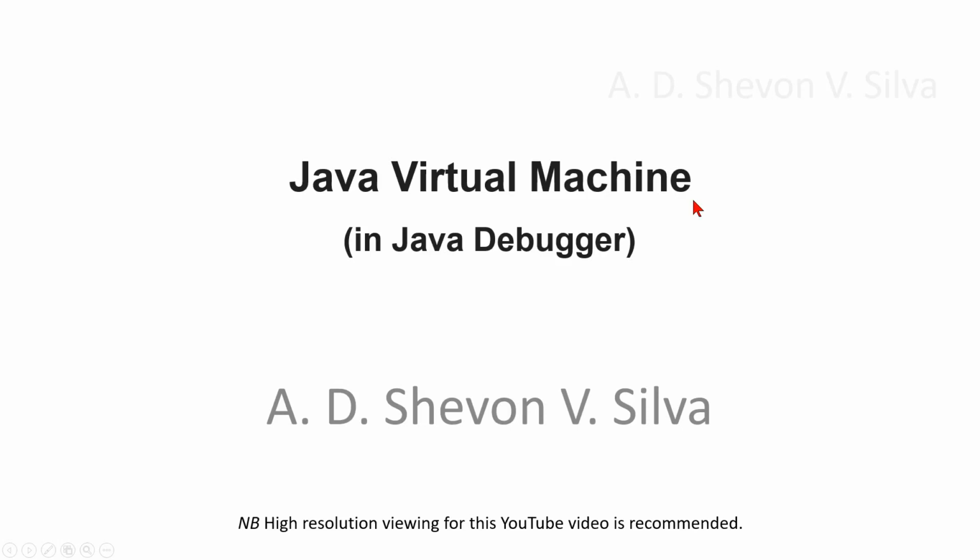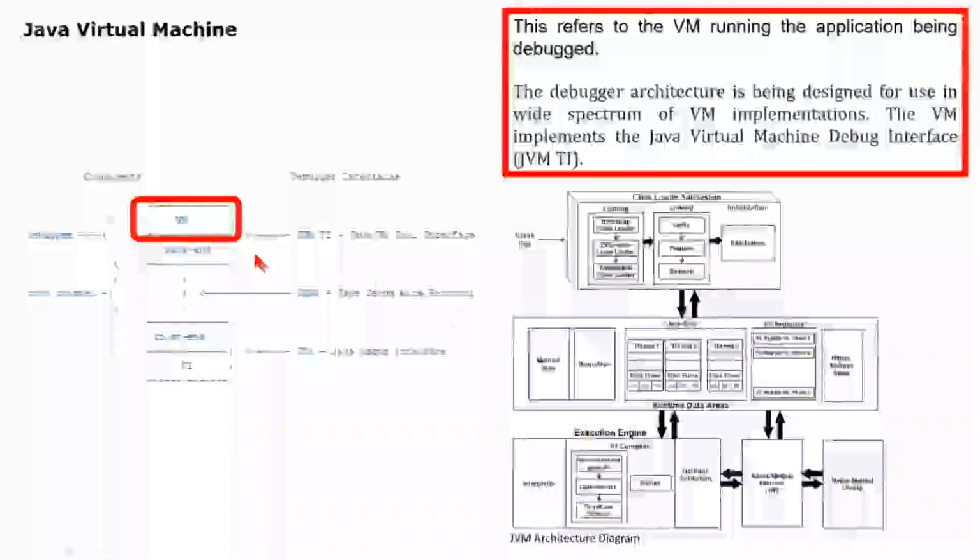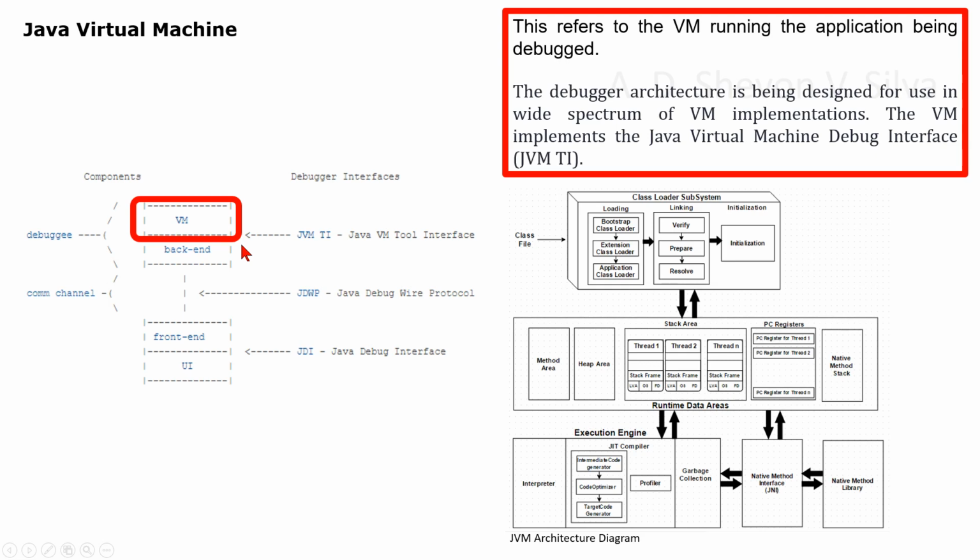Java Virtual Machine in the Java Debugger. Now we are focusing on the VM. This refers to the VM running the application being debugged. The debugger architecture is being designed for use in a wide spectrum of VM implementations. The VM implements the Java Virtual Machine Debug Interface, JVM TI.